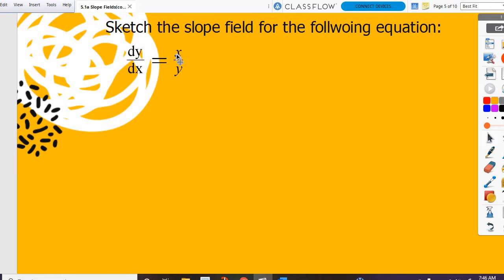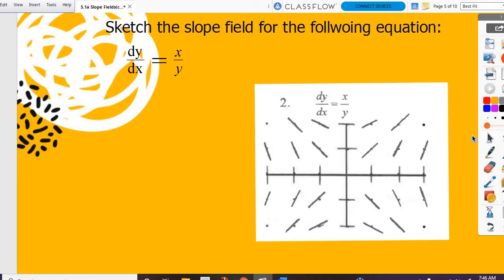So if x and y are both 0, like at our origin, it's going to be undefined because we would have 0 over 0, which is still an undefined statement. So for this one, we would end up with something like this. We have vertical lines all along our x-axis because that's where y would equal 0. Other than the origin, we have horizontal lines on our y-axis.